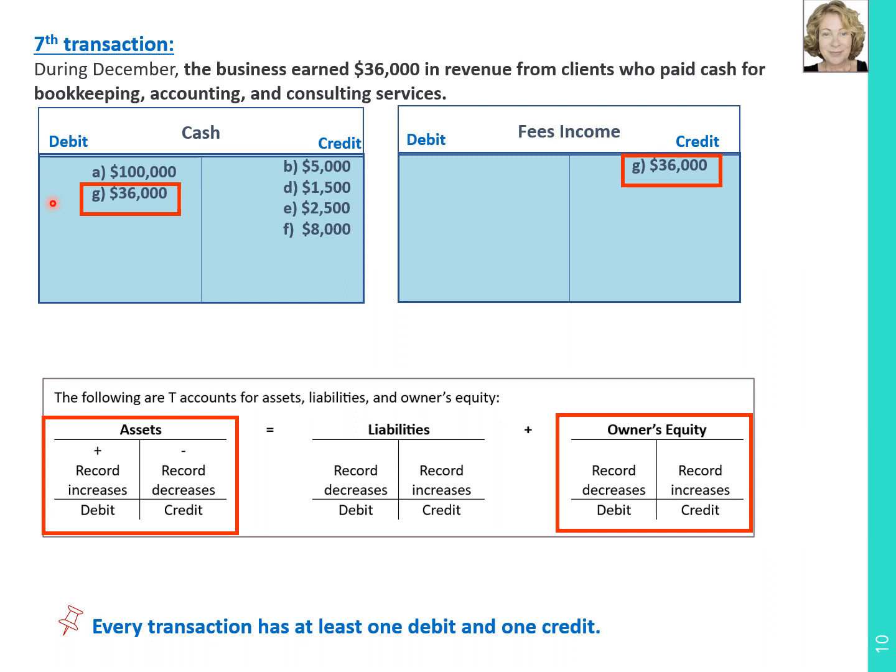Our revenue increased as well. We're using the account fees income. Fees income is part of owner's equity, and owner's equity increases with credits. Therefore, fees income increases with a credit of $36,000.